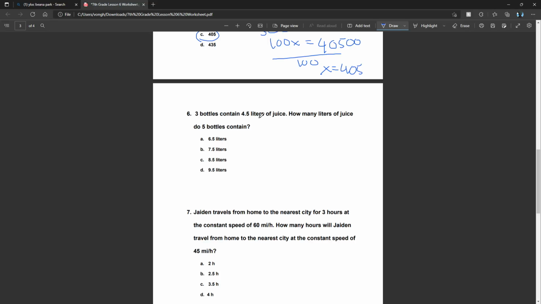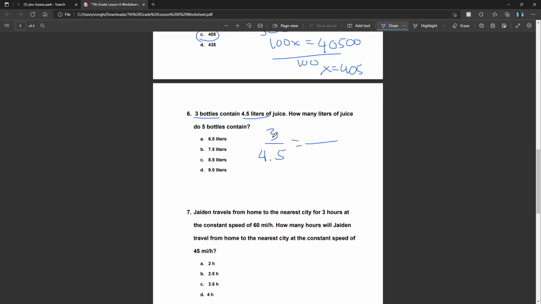3 bottles contain 4.5 liters of juice. How many liters of juice does 5 bottles contain? So if 3 bottles contain this much, we write a ratio like this. 3 over 4.5. And it doesn't matter where you put them, just as long as if you write bottles on top, you have to write bottles on top here too. So make sure you just do that.